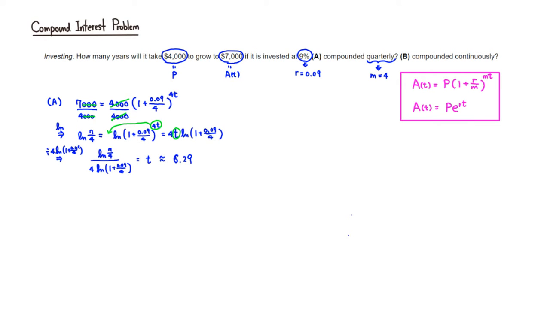So part B is basically the same thing, except that we have to use the continuous compound interest formula. A of t would be 7,000, just like before, and P is 4,000. But the formula is a little bit different. It's going to be e to the r t, which is 0.09 t. This is actually easier than part A. As before, we're going to divide both sides by 4,000 so that I can get rid of the 4,000 there.